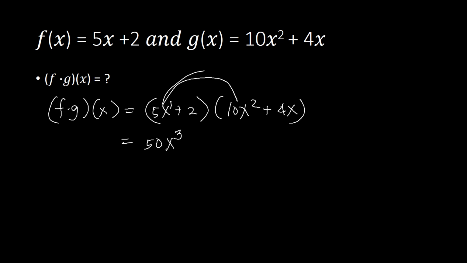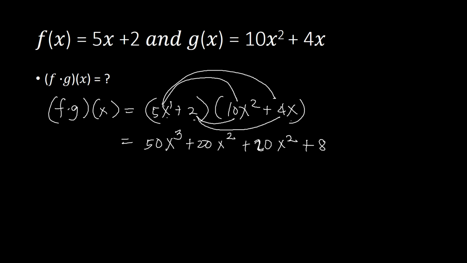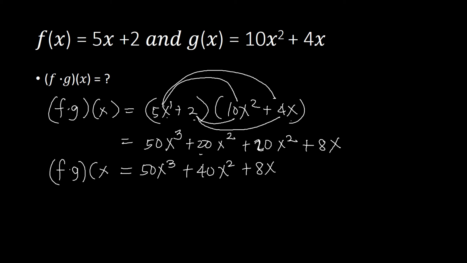And then we go for the outer. So 5 times 4, that's 20. Then x times x will be x squared. Then we go for the inner. 2 times 10 will be 20, and then we simply copy our x squared. Next, we go to the last terms. So 2 times 4, that's 8. Then we copy x. Combining like terms, we've got 50x cubed, 20 plus 20, that's 40, copying the common variable and the exponent, and then copying plus 8x. That will be our f times g of x.